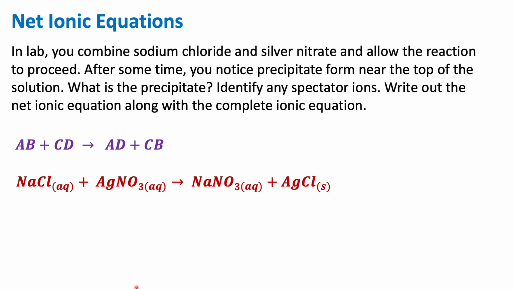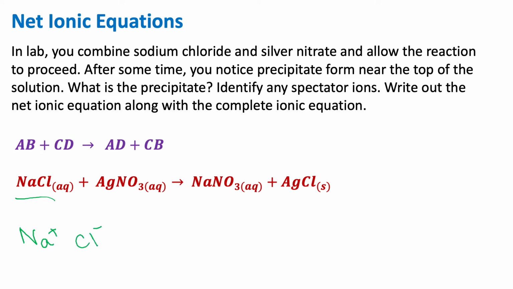Now the next step is to separate all of the soluble molecules into their anions and cations. Because remember, this reaction is going to be occurring in some sort of a solvent, for example, water. And if it's aqueous or soluble, it's going to dissociate into its ions. Remember, if something is aqueous, it's going to dissociate into its ions. Now when sodium chloride dissociates into its ions, we get Na+ and Cl-.